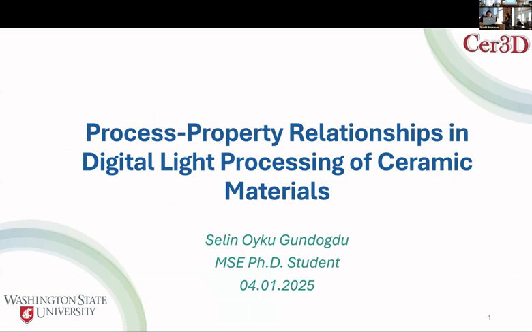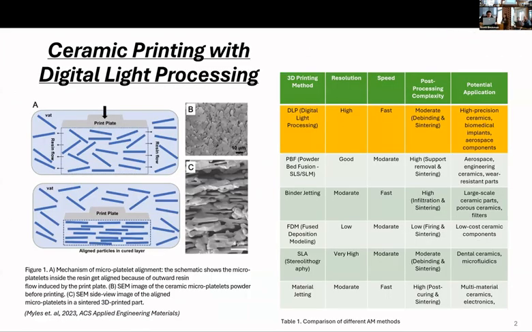Today, I'm going to present my research, which is process-property relationships in digital light processing of ceramic materials. Traditional ceramic manufacturing works well with large-scale production, but it lacks geometric flexibility and microstructural control. That's why we are using DLP in ceramic printing, because it's based on layer-by-layer manufacturing, so that we can control some microstructural properties.